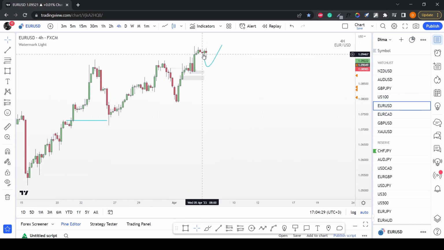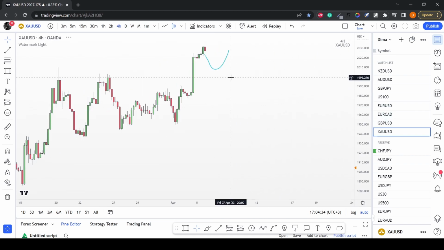EURUSD just stuck here for a while. Would like to have, so everything is the same.